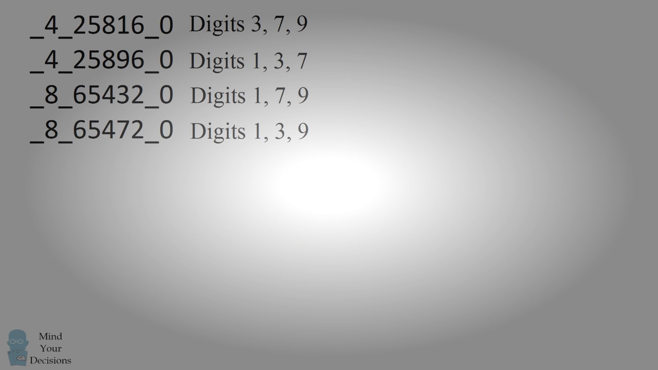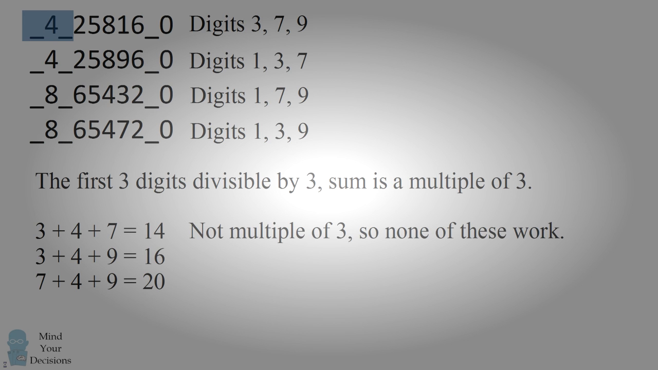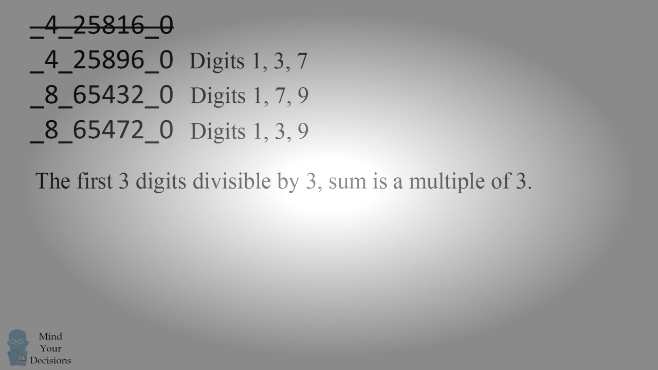So how can we reduce the number of possibilities further? Well, we need the first 3 digits to be divisible by 3, so the sum of the first 3 digits has to be a multiple of 3. If we look at our first case, we have something, 4, something, and we need to have 3, 7, or 9 in these places. We can try to figure out sums which have 4 in the middle that'll get us to a multiple of 3. None of these are going to work, so this entire case can be removed. We will never get something that'll satisfy the property we want.